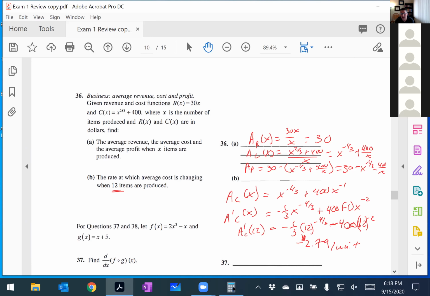Okay, 22, find the points on the graph at which the tangent line is horizontal. Well, what's the slope of a horizontal line? 0. Thank you, Giselle. Okay, it is 0.